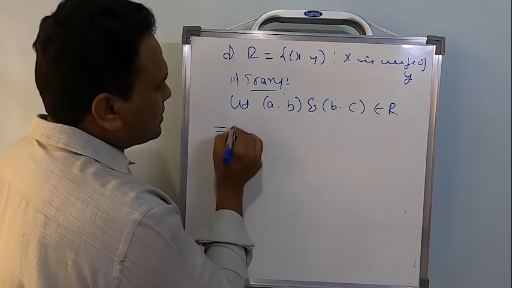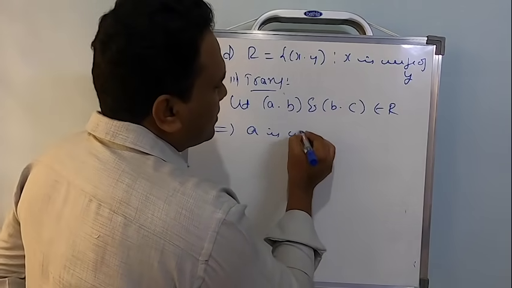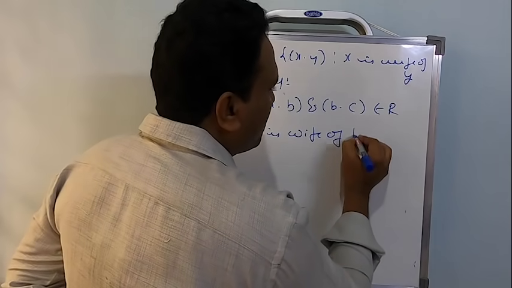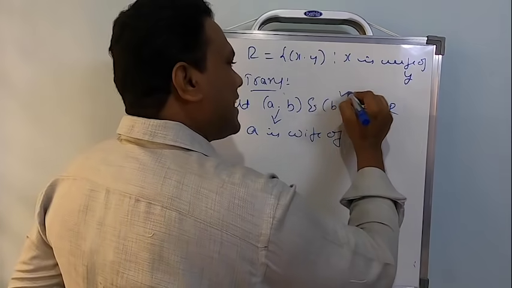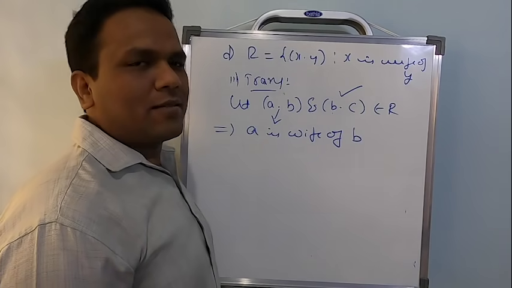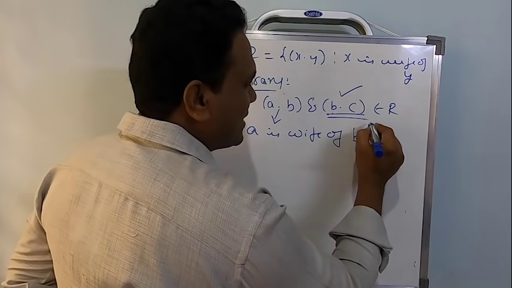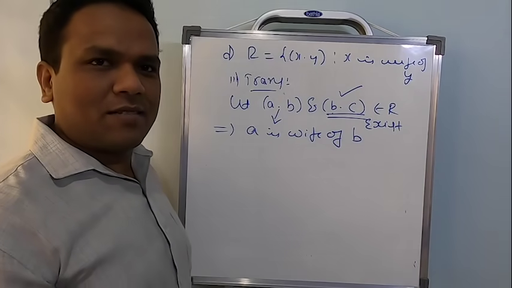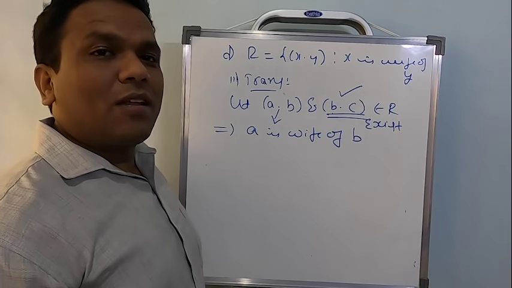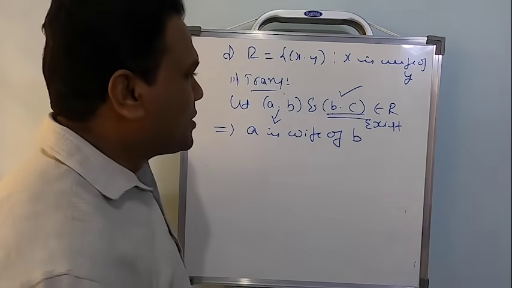Now this says that A is wife of B, the first statement, correct? But can I take this B comma C? That is this question. Can I say this exists? Is it possible to say B comma C exists? It does not exist at all. Let me tell you the reason.